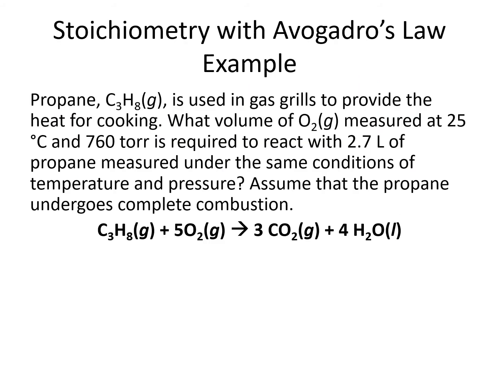In this example, we have propane gas reacting with oxygen gas to make carbon dioxide and water. This is a combustion reaction. We want to find what volume of oxygen gas at 25 degrees Celsius and 760 torr is needed to react with 2.7 liters of propane measured under the same conditions of temperature and pressure.